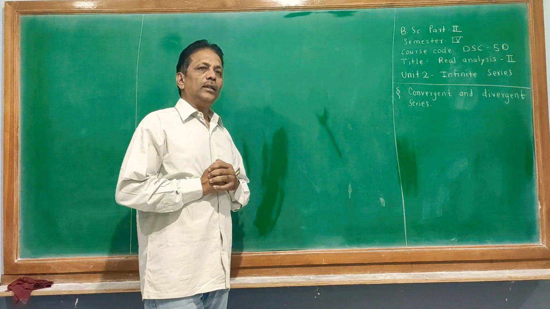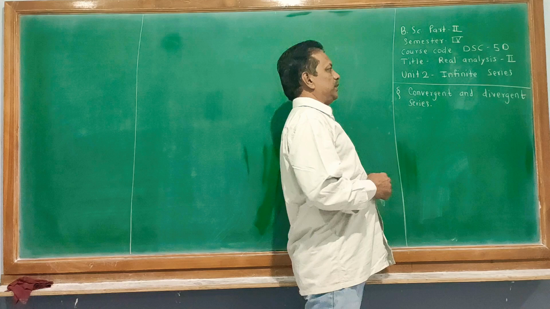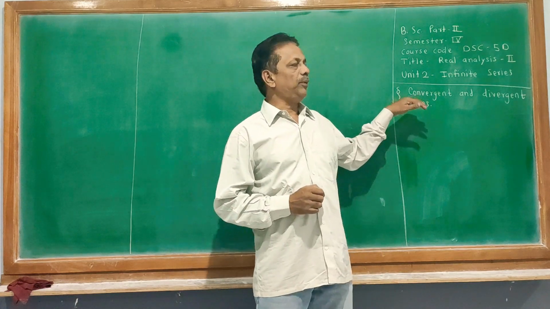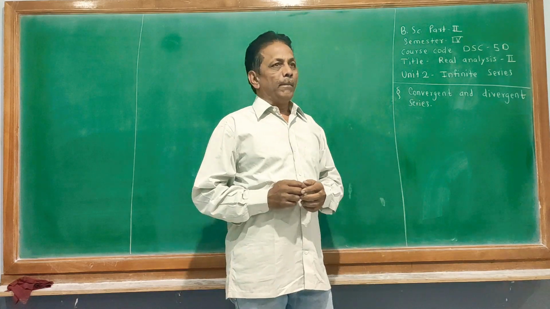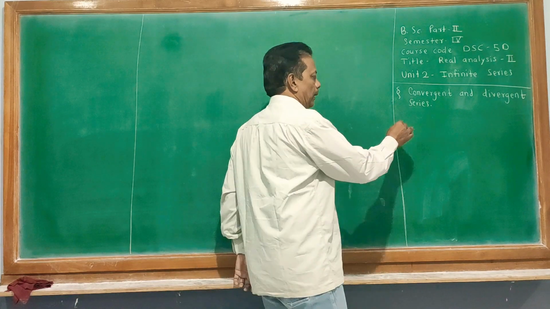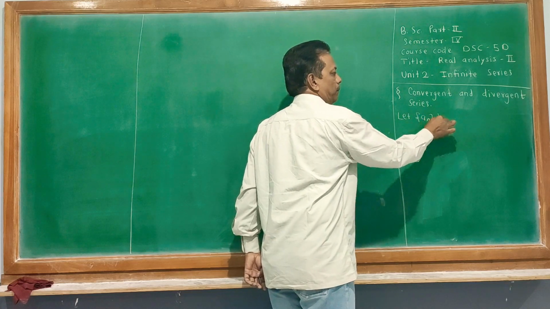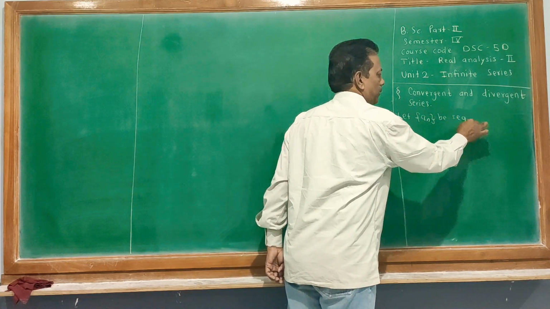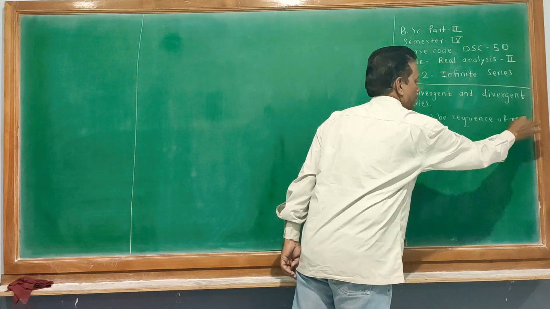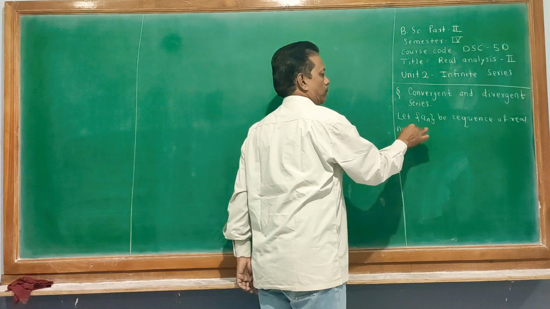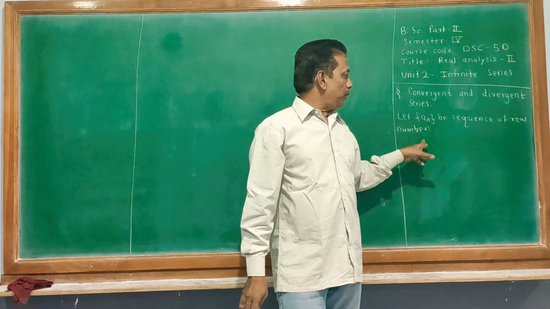Let us see today convergent and divergent series. This is the first part of the second unit, infinite series. Here let An be a sequence of real numbers. This is the sequence of real numbers.